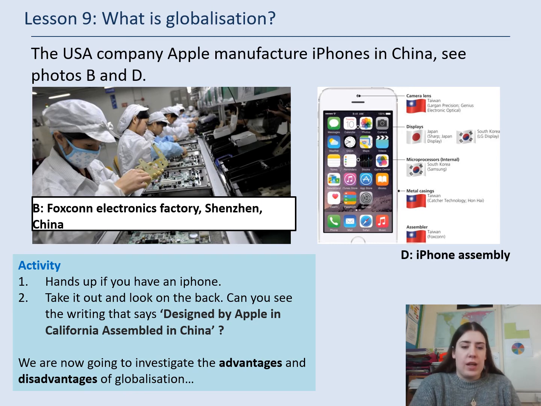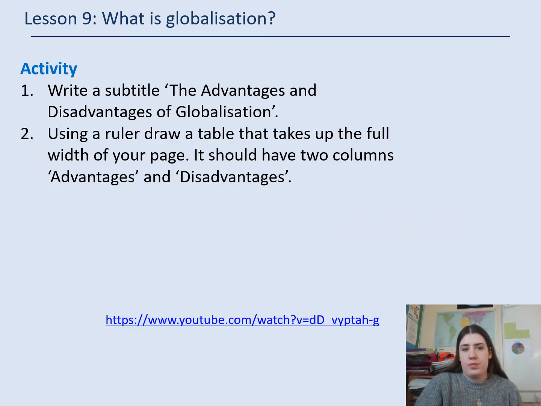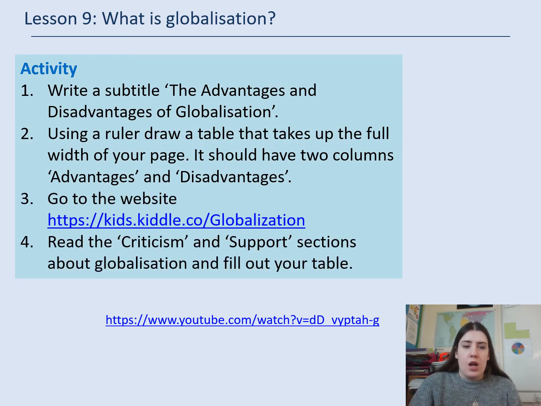And we're now going to be looking at the advantages and disadvantages of globalization. So you can write a subtitle, Advantages and Disadvantages of Globalization, and you're going to make a table. One column will be disadvantages and one will be advantages. And you need to watch the YouTube video linked. It will also be in the assessment instructions. You can go to the website and read criticism and support sections about globalization and fill out the table.